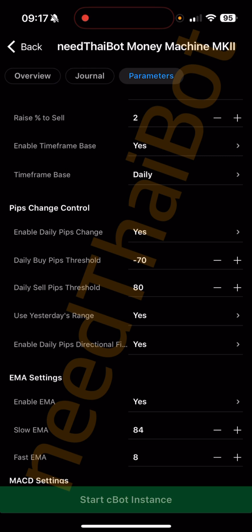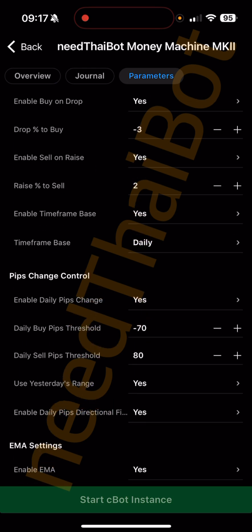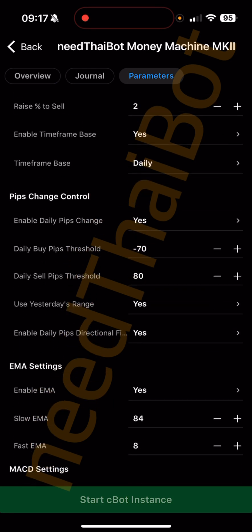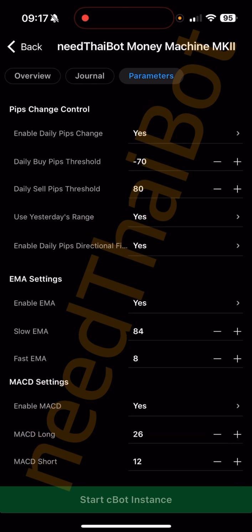You can use a time frame as the base for the percentage. For this one, you have daily, weekly, and monthly. The price change control is also calculated by pips. So if it's down like -70 pips today, it will open a buy position. If the price goes above 80 pips today, it will enter a sell position.